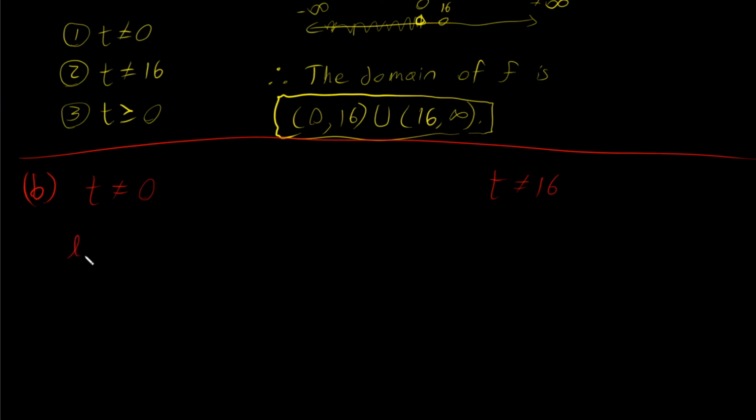So let's solve first for this limit, the limit of the function f of t as t approaches 0. This is what we're going to be solving for.